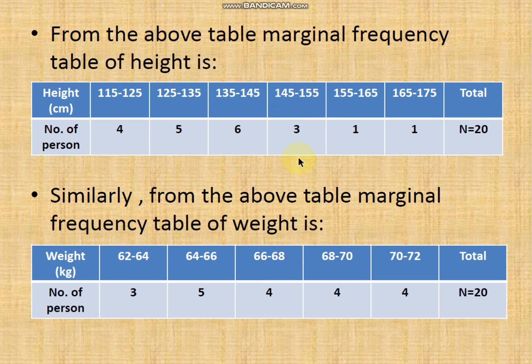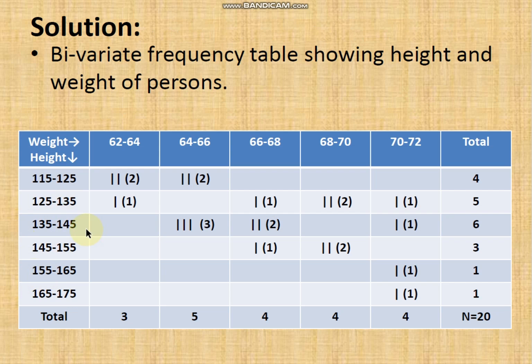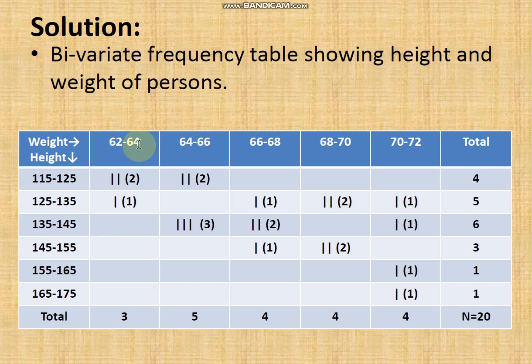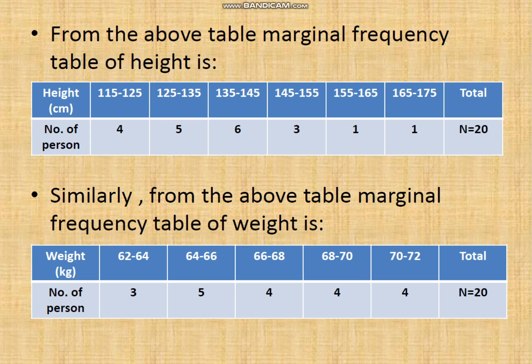And these are the marginal distributions. So this is the marginal distribution of height, that is these classes and these frequencies. And similarly, this is the marginal distribution of weight, that is these class intervals and this frequency. Both the totals here are 20 and 20 respectively.